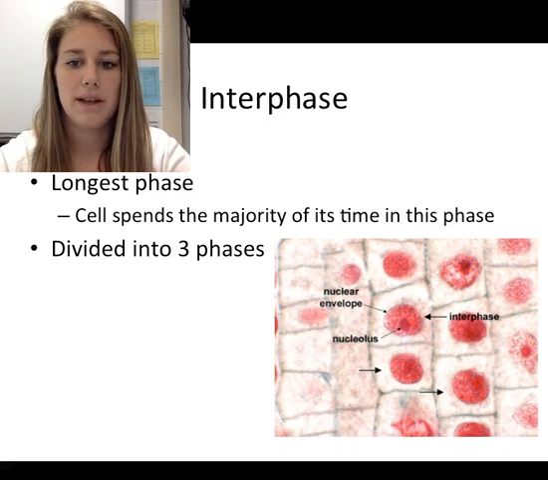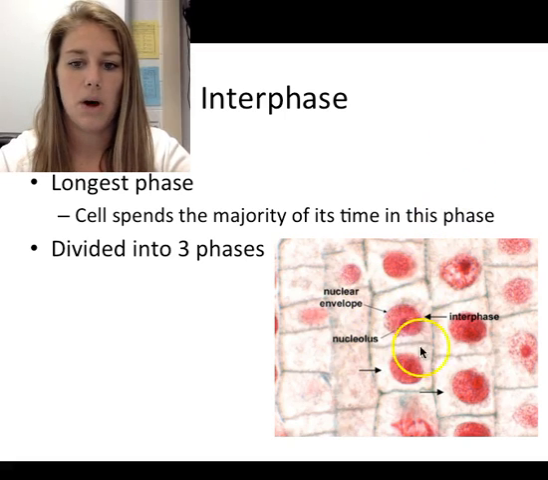This is an onion root tip. Onion root tips are plant cells, and we know that because of the box-like shape of the cell, right? That means that they have a cell wall. This red circle represents the nucleus, and that tiny, very dark red circle represents the nucleolus.